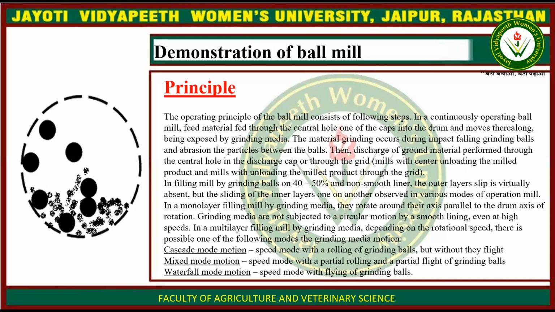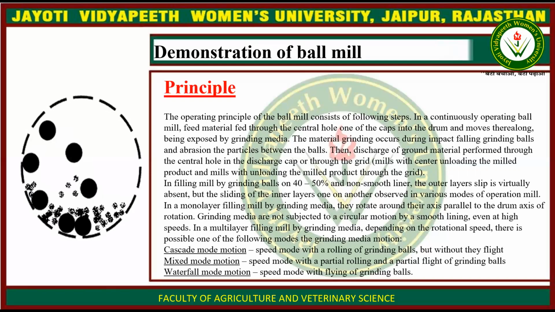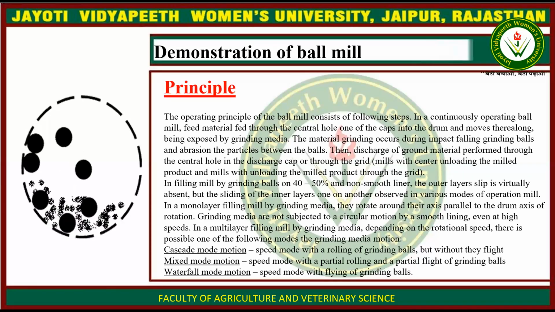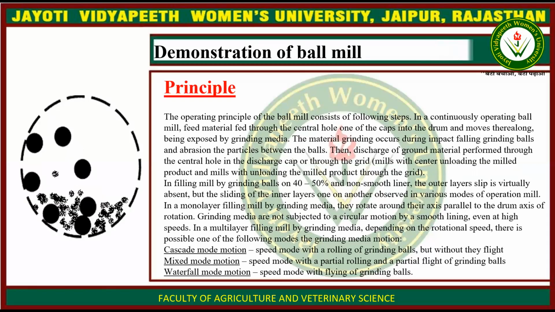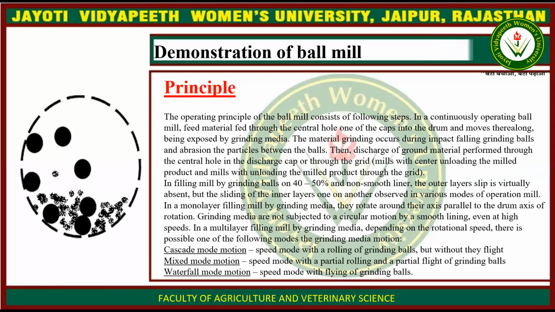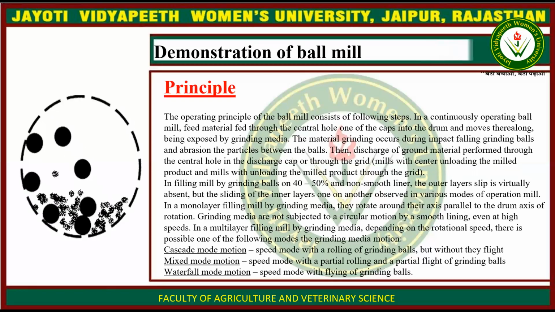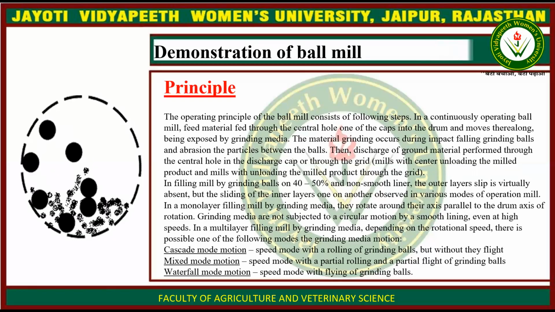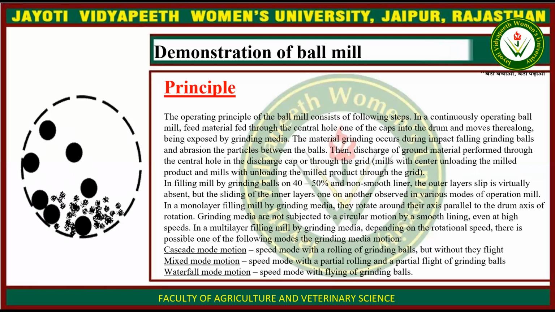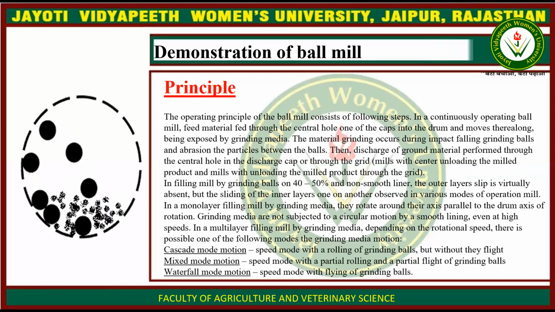In a mill filled with grinding balls at 40 to 50% and a non-smooth liner, the outer layer slip is virtually absent, but the sliding of the inner layers one on another is observed in various modes of mill operation. In a monolayer filling mill, the grinding media rotate around their axis parallel to the drum axis of rotation. Grinding media are not subjected to a circular motion by a smooth lining even at high speeds.